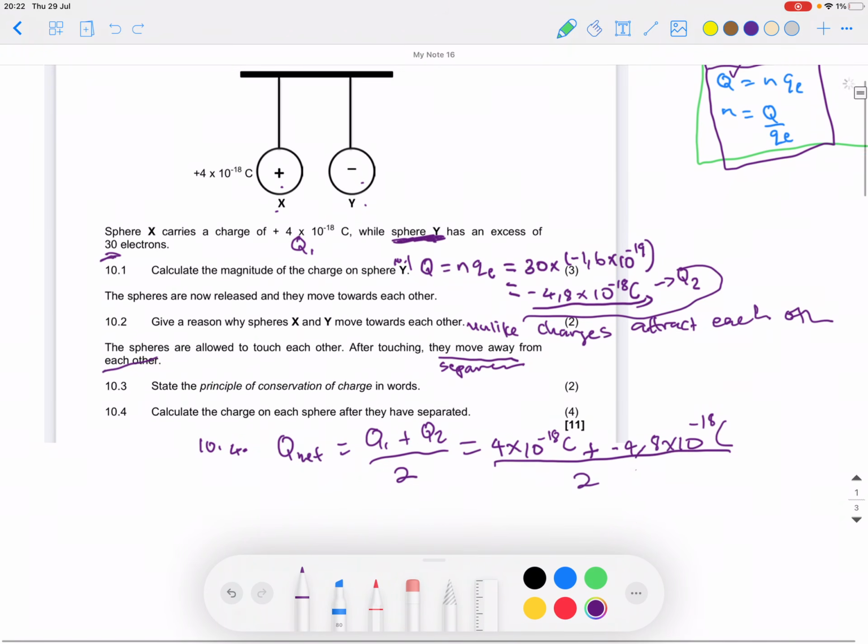Let's see what we get in the calculator. I get 5 multiplied by 10 to the power negative 7 coulombs. That is the net charge for each one of them. So each one is going to get the same equal amount of charge, which is 5 multiplied by 10 to the power negative 7.